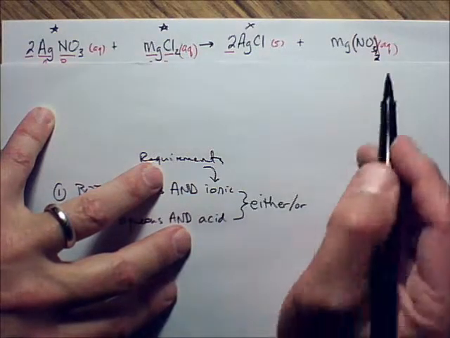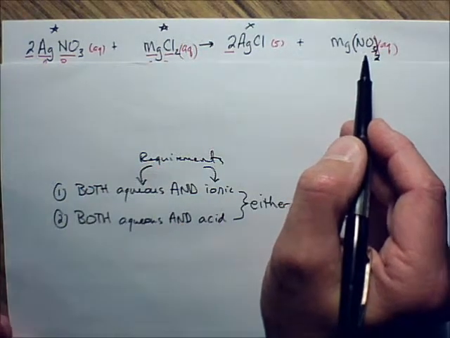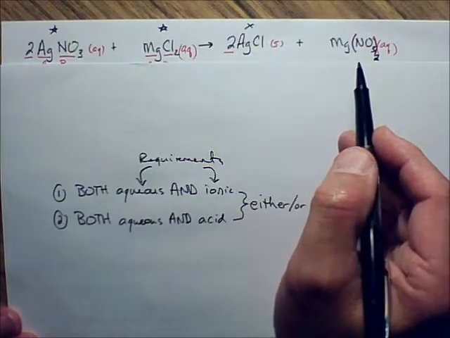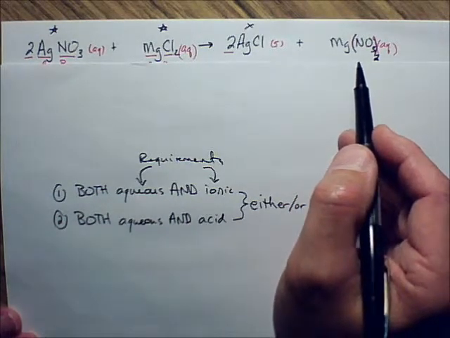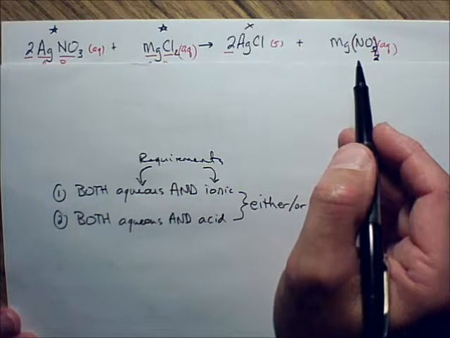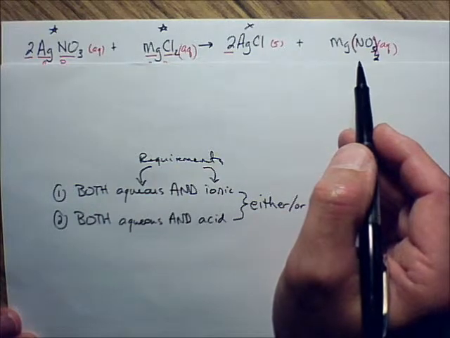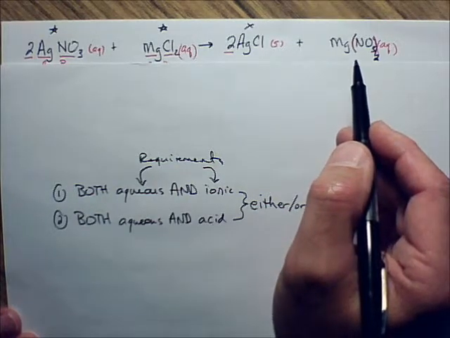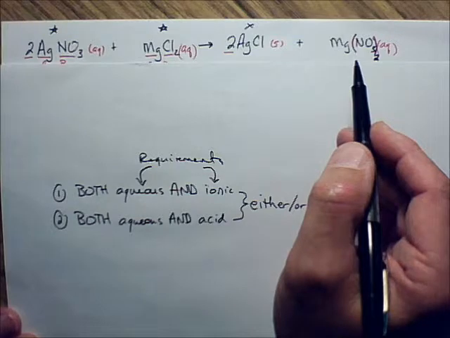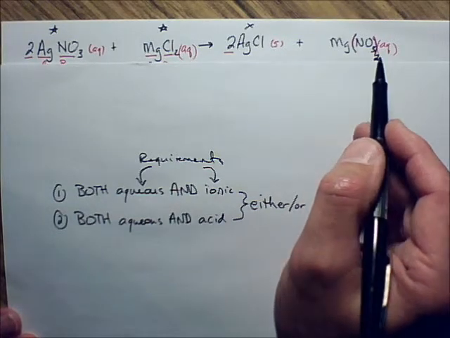Okay, Ben, what about this formula over here? Is this one going to break up when we write the complete ionic equation? Yes. Why? Because it's aqueous and it's aqueous and ionic. How do you know it's ionic?